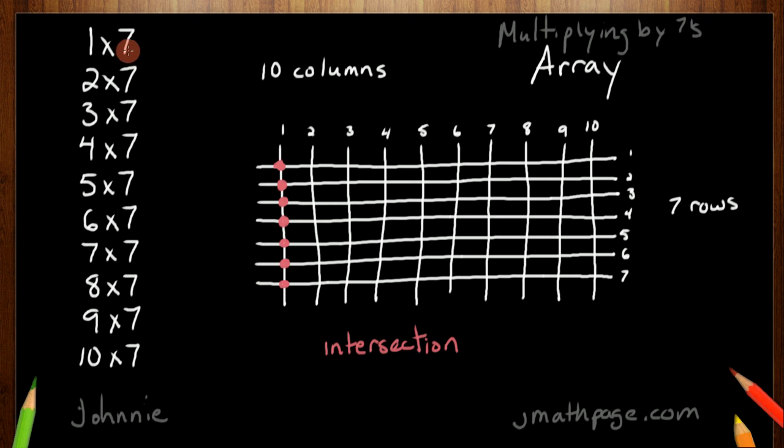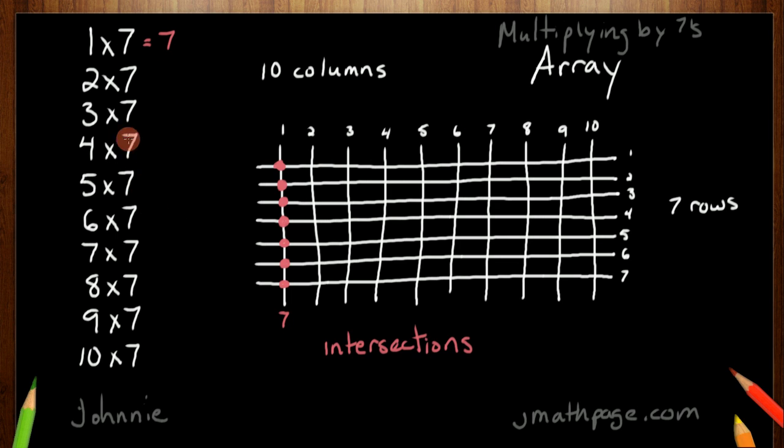So if I look at 7 rows and 1 column, or 1 column and 7 rows, and the number of intersections there are, I'm going to count them. 1, 2, 3, 4, 5, 6, 7. 7 intersections. So I can say 7 rows and 1 column, or 1 column and 7 rows, gives us 7 intersections.